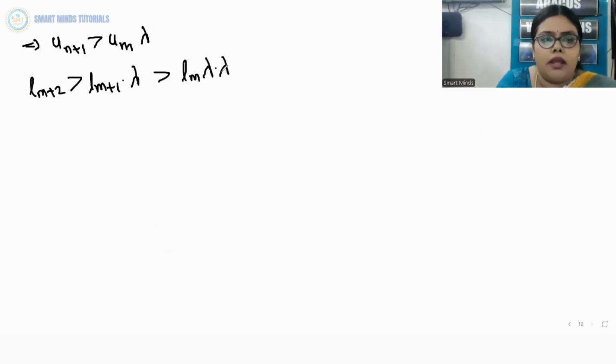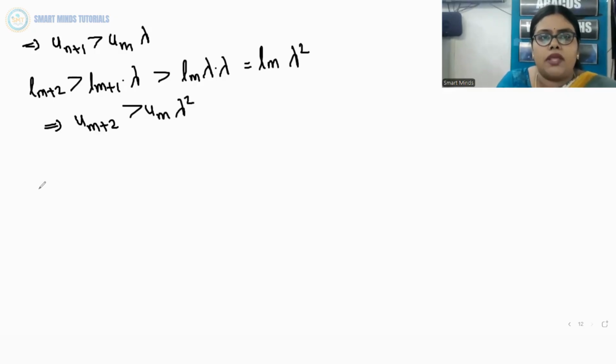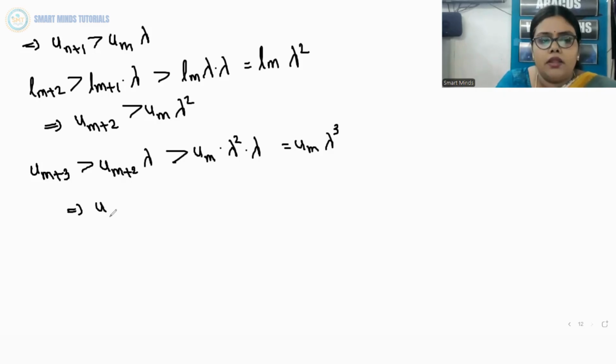So that means u_{m+1} is greater than u_m into lambda. So u_{m+2} is greater than u_{m+1} into lambda, which is greater than u_m into lambda, that is nothing but u_m into lambda square. So that means u_{m+2} is greater than u_m lambda square. Now the same way we will take m plus 3. u_{m+3} is greater than u_{m+2} into lambda, and this is greater than u_m into lambda square into lambda. So that is lambda cube. So you can say u_{m+3} is greater than u_m lambda cube.